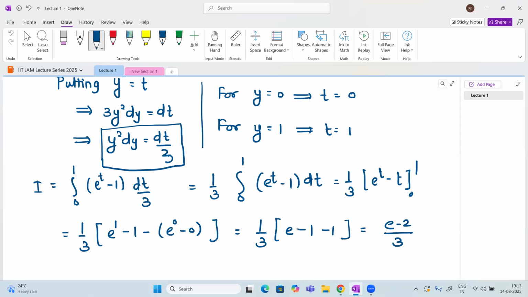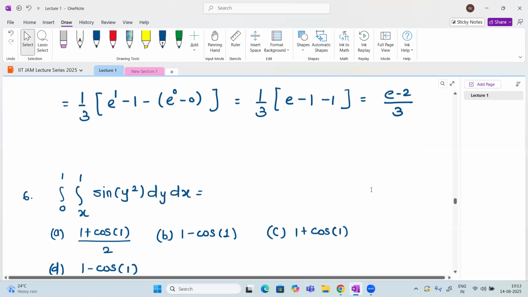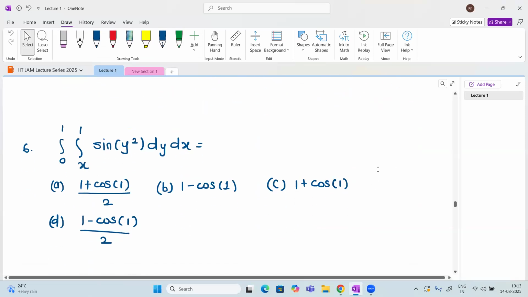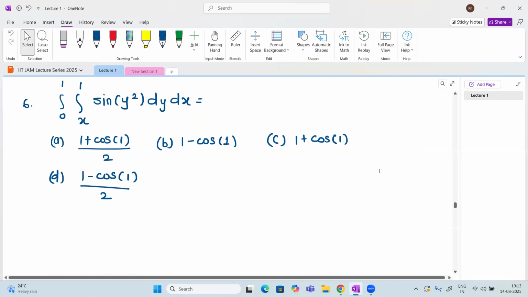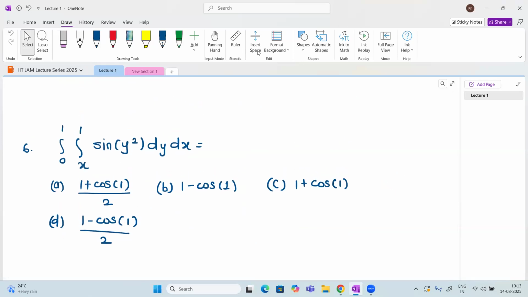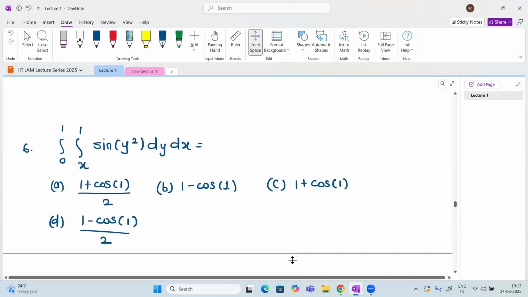Is it clear to you? Yes, sir. Next problem. See, in the next problem, I think it is quite similar, but we have options here and we have to choose one of them.